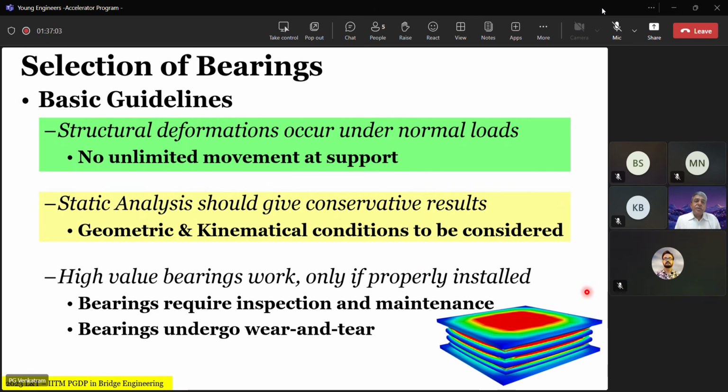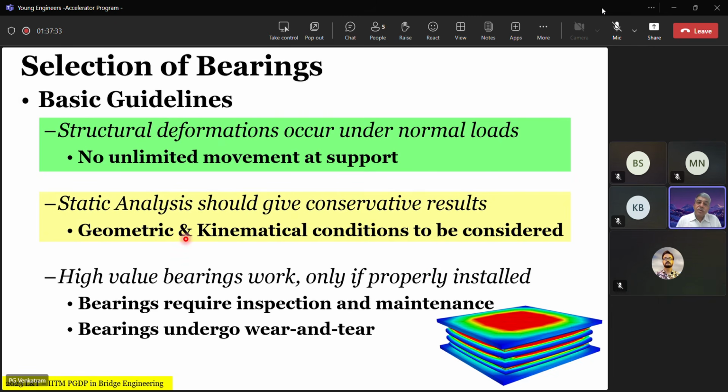So when you choose, some basic guidelines: structural deformations occur under normal load, so there should be no unlimited movement at the support. That means you must be in a position to control the deformation at the support under normal loads. You must be able to, whether you use the internal resistance of elastomer or whether you use external ones like guides and pins and things like that, that's up to you. Okay. Static analysis should give conservative results.